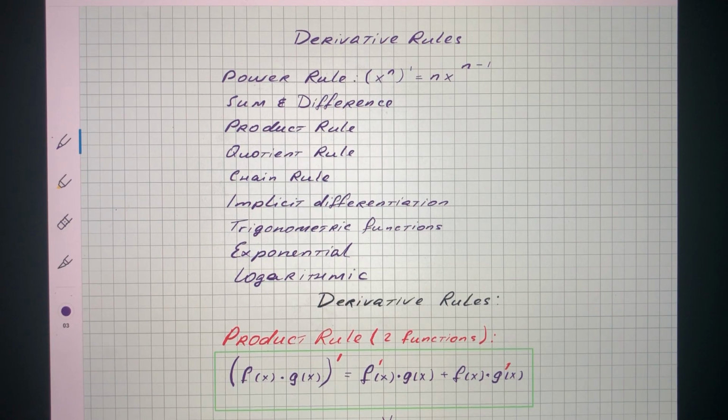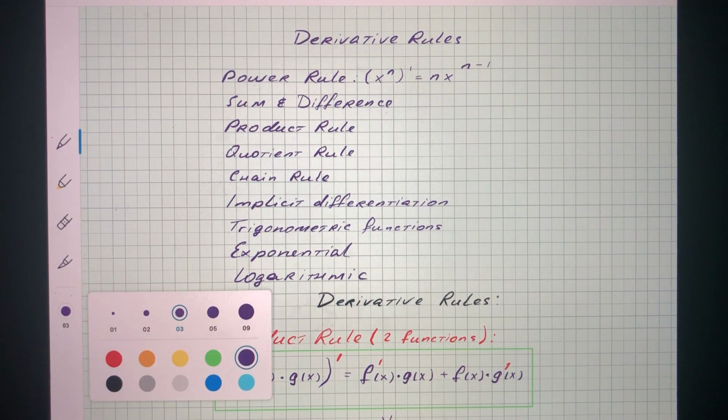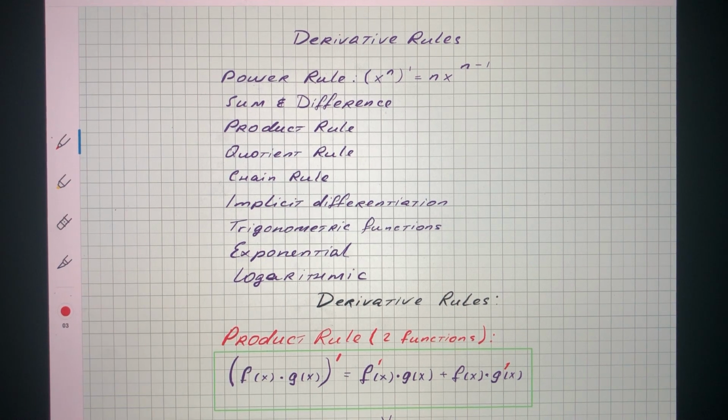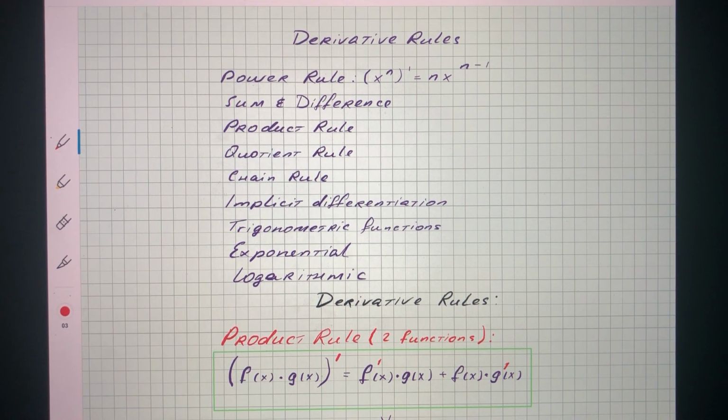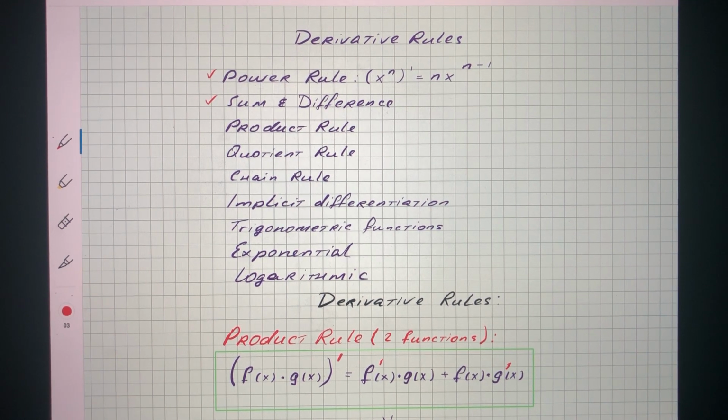Hello, in this video let's talk about how to take a derivative if we have more than one function and we are multiplying them. So far we have discussed how to take a derivative of something to the power, which is the power rule. We have talked about the sum and difference. Now let's talk about the product rule.